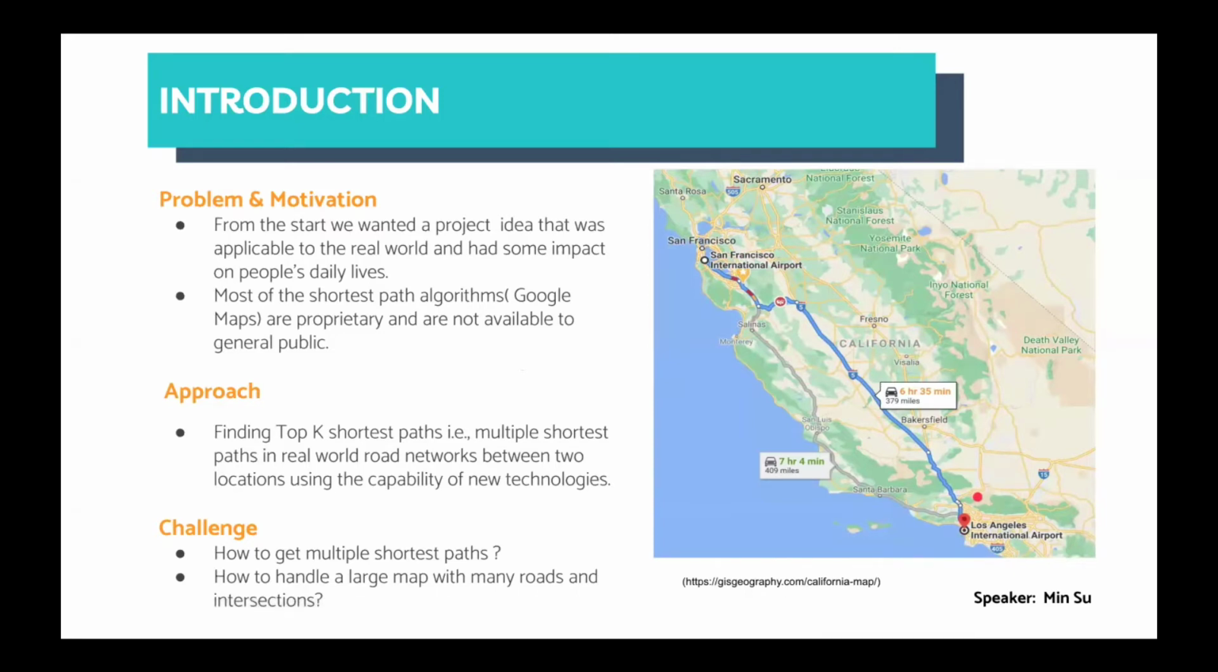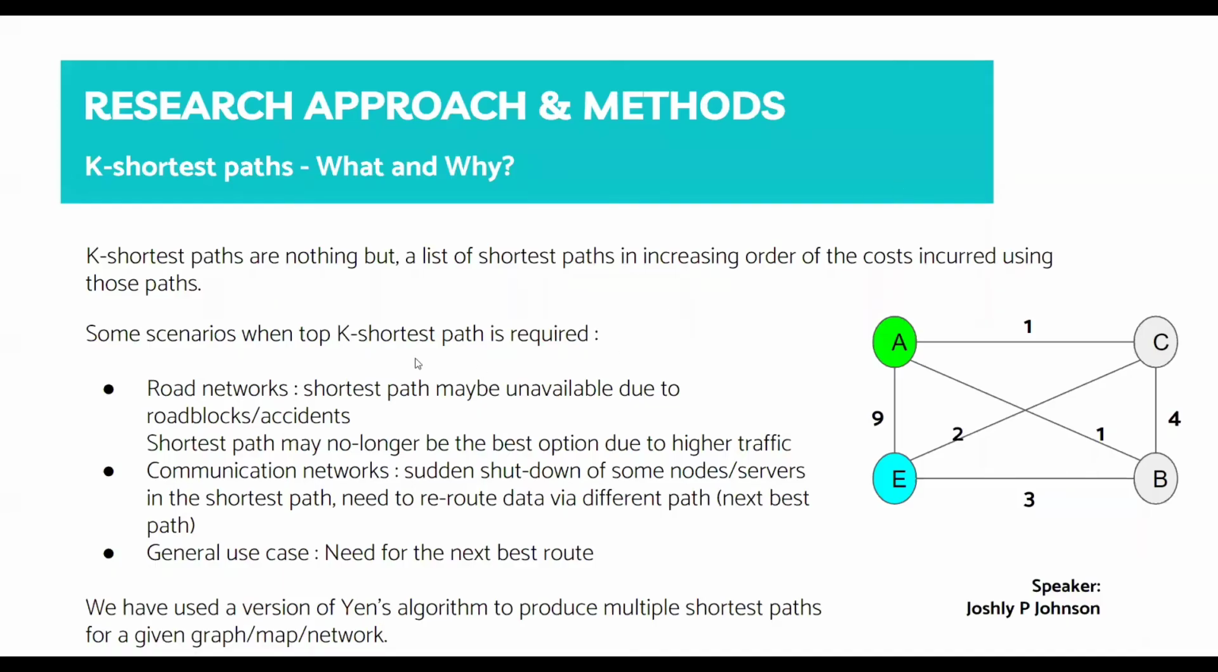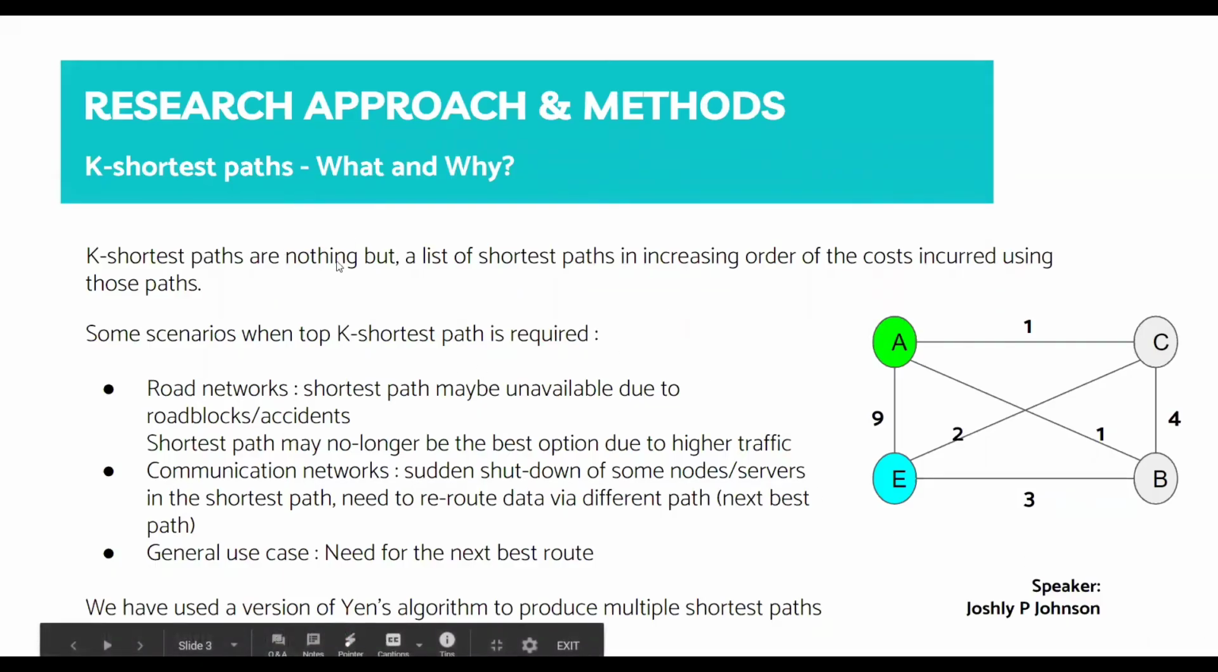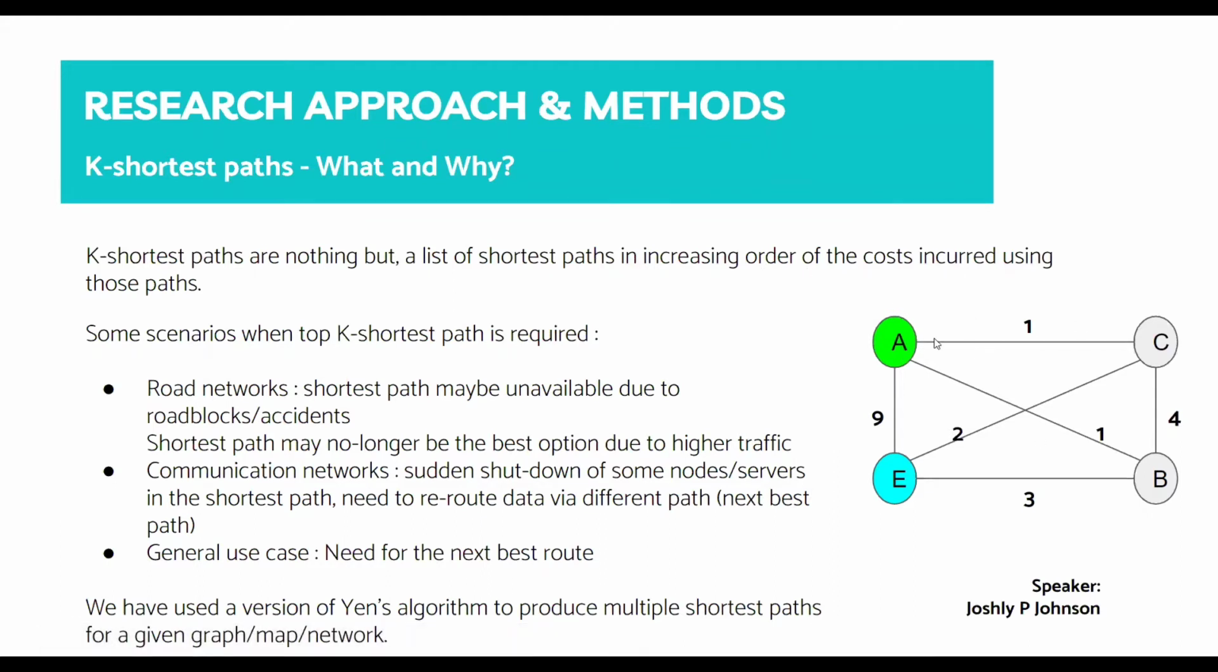But we face two big challenges: how to get multiple shortest paths, and how to handle a large graph with many routes and intersections. K shortest path, what and why? K shortest paths are nothing but a list of the shortest paths in increasing order of cost. For example, in this graph, if A is the source and E is the destination, there are multiple ways to reach from A to E. And K shortest path is the list of these paths, in increasing order of cost.